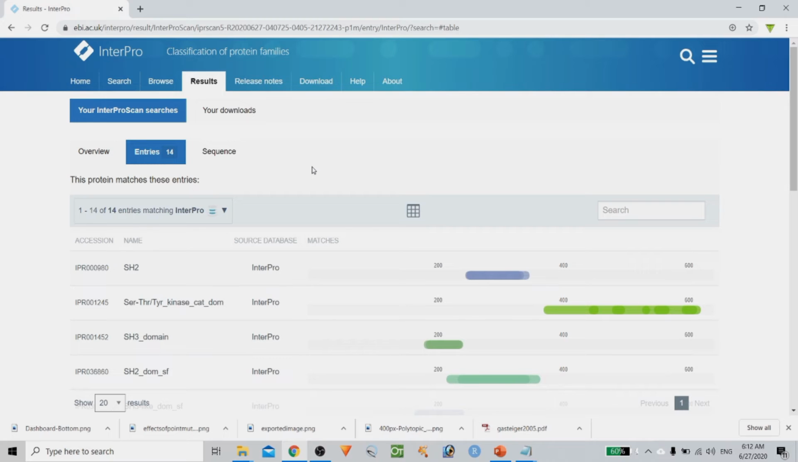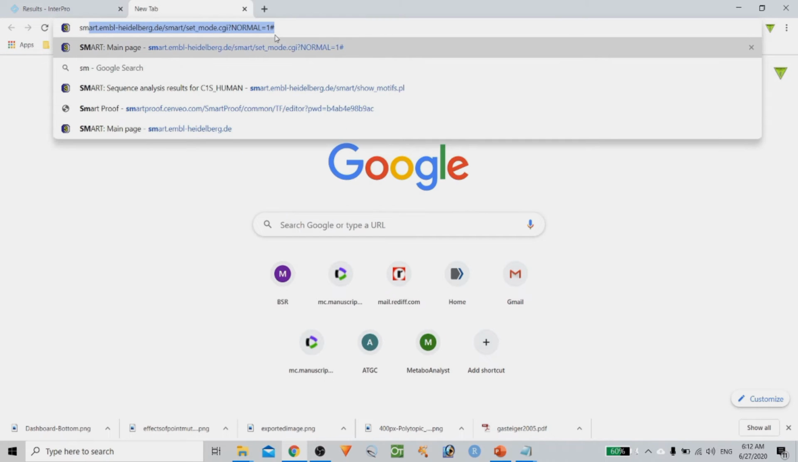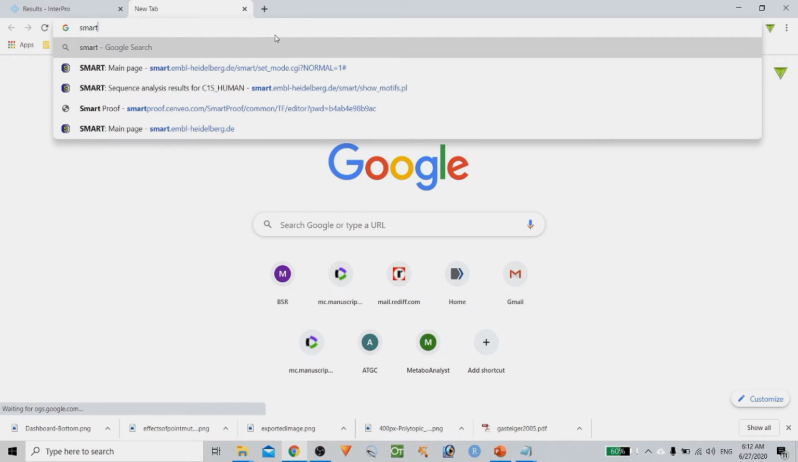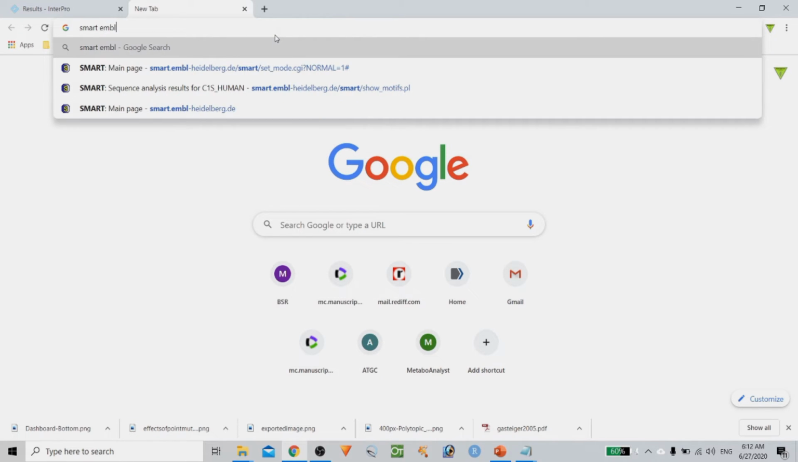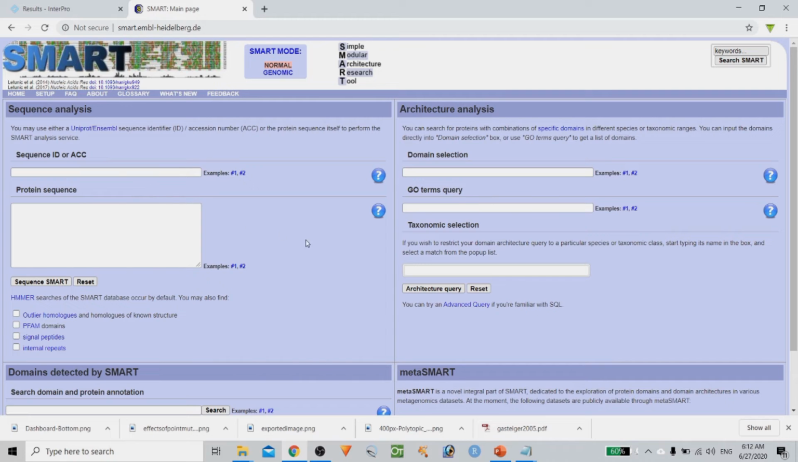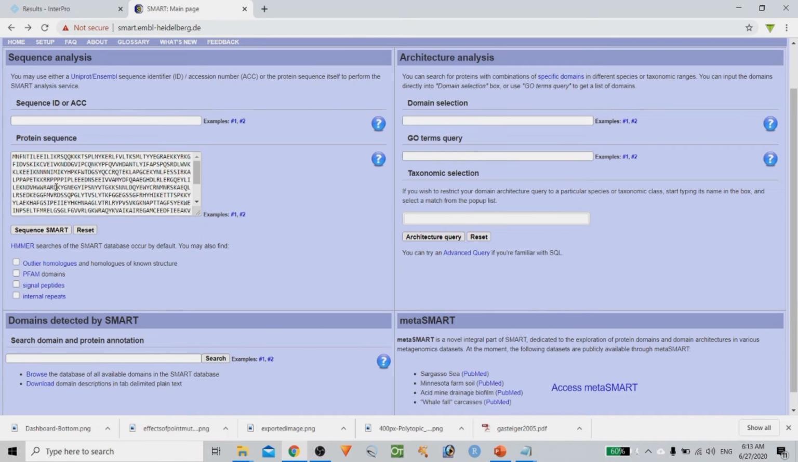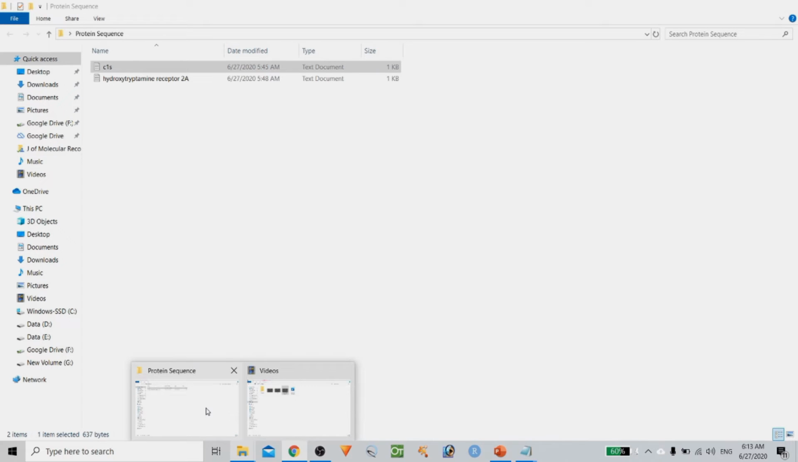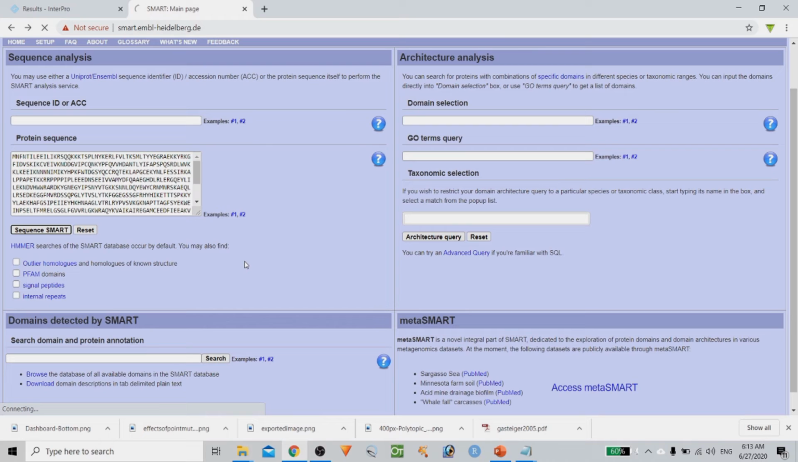Okay, let us see one more database. SMART. This is an EMBL tool, SMART EMBL. Here type SMART EMBL, it will show you the main web page. In this database you have to provide only sequence information, or you can give the accession code if you already know it. Here I provided a sequence only, an already known sequence of our complement C1S. Click on sequence SMART.